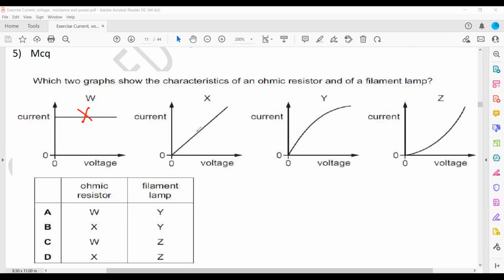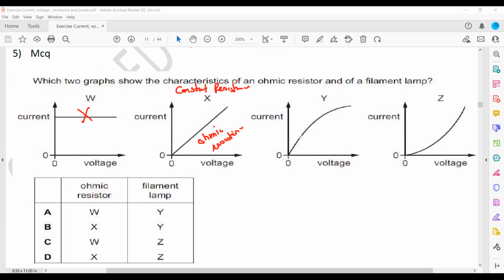Here, whenever you have a straight line, it means X is having a constant resistance. And constant resistance means this is known as ohmic resistance, because in ohmic resistance, the resistance is constant. So X is an ohmic resistance.